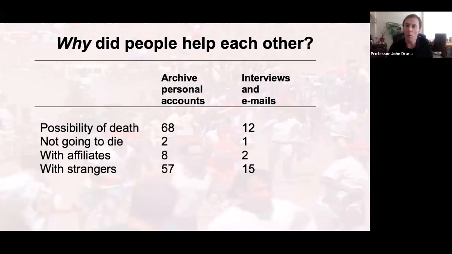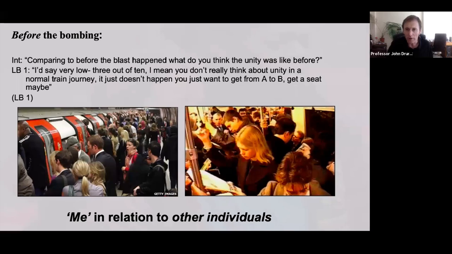So using our framework, we looked at how people talked about those they were with and whether that changed over time to become more group-like, if you wait, for an emergent psychological group, a shared social identity to arise from the event, which would then motivate this supportive behavior. So when we asked people to talk about the people they were with in the moments before the bombing, they talked in this kind of way, as in this example from one of our interviewees.